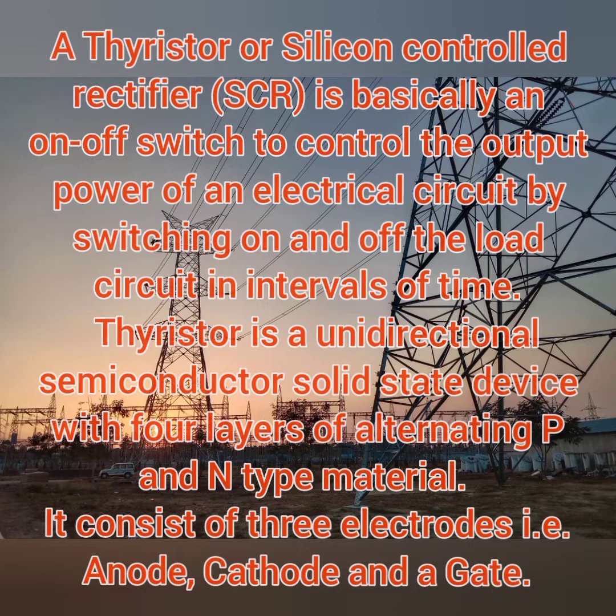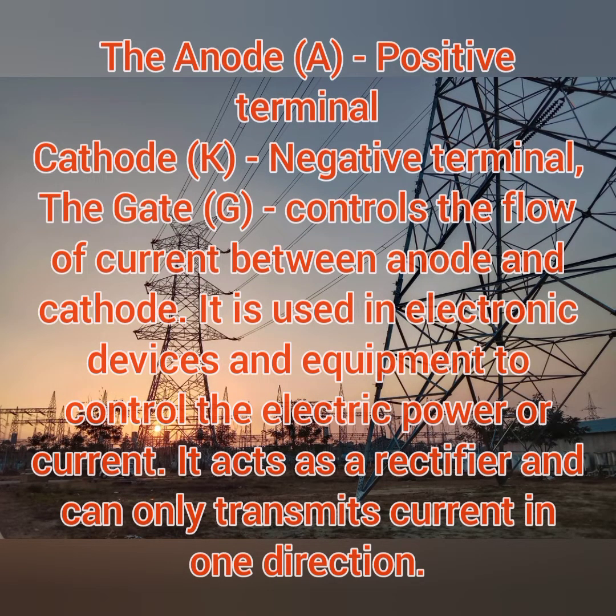So it is a combination of two diodes, we can say like that, with p and n junctions, like p n junction, then another two p n junctions. Then the anode is a positive terminal, cathode is a negative terminal, the gate controls the current flow between the anode and cathode. So it is an electronic device and equipment to control your electric power or current. It acts as a rectifier and can only transmit a current in one direction only.